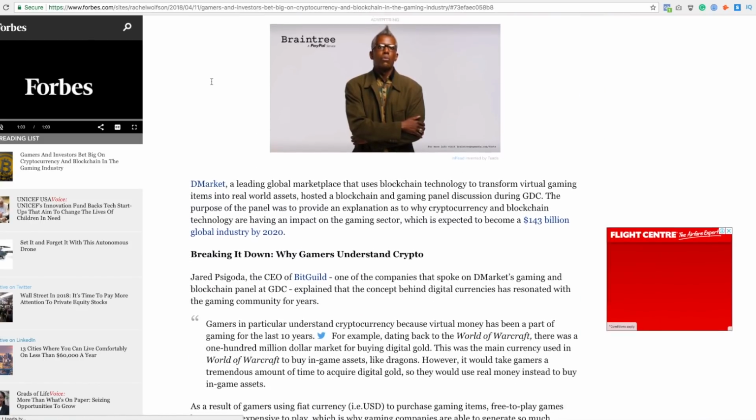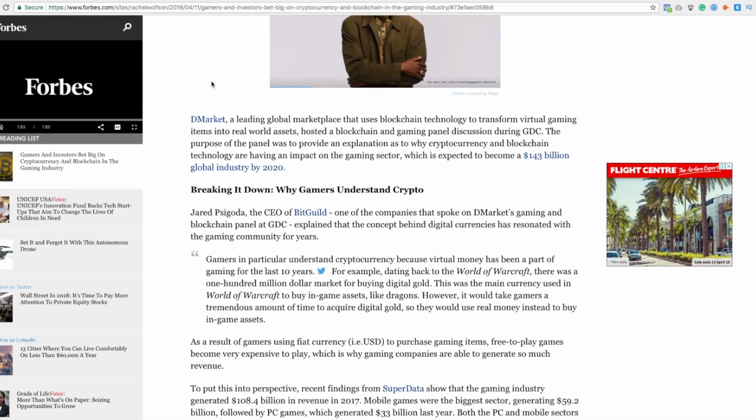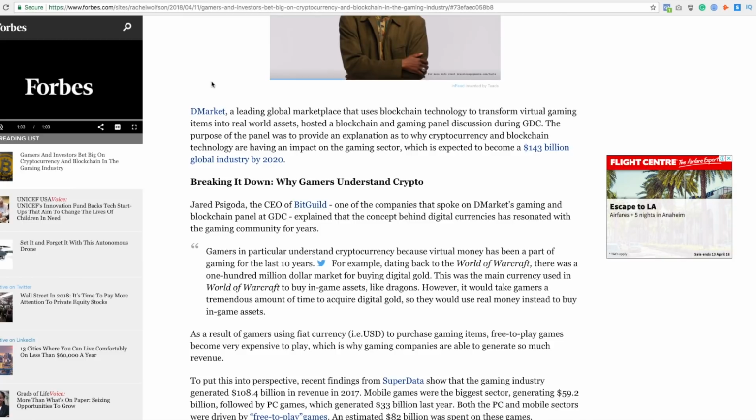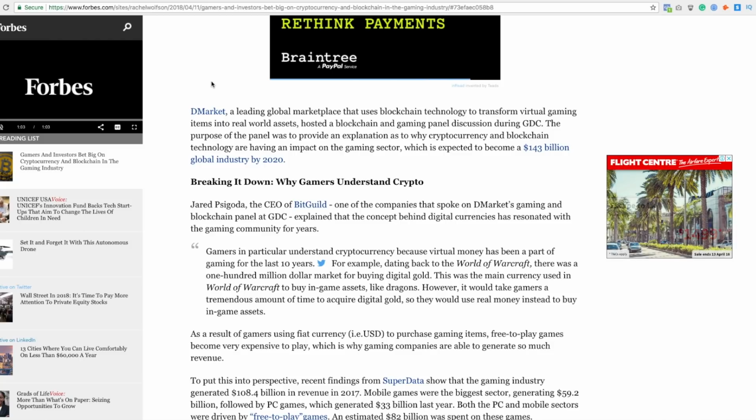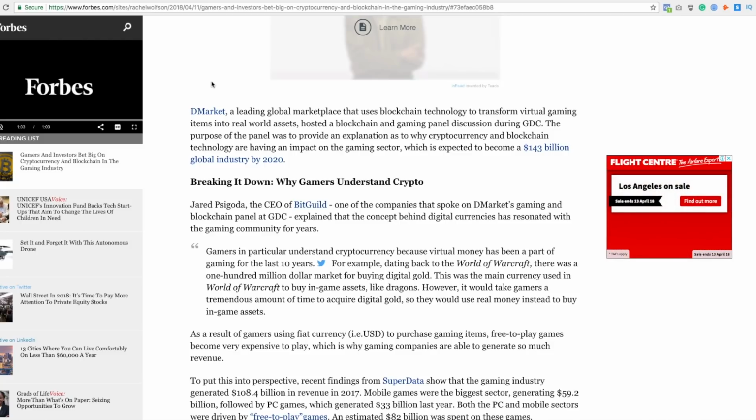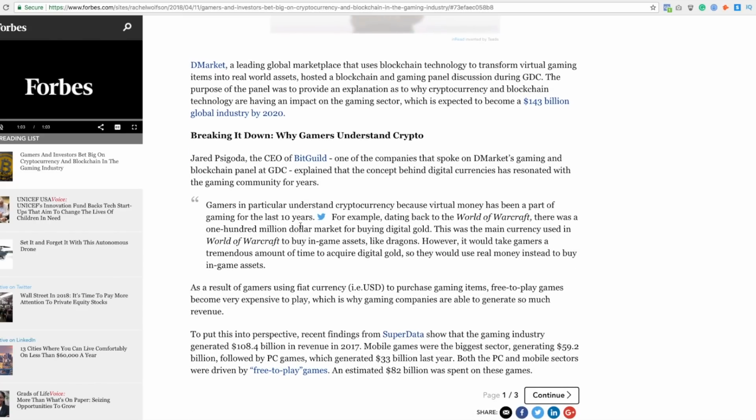So gamers and investors bet big on cryptocurrency and blockchain in the gaming industry. And if you guys want to know why exactly this trend is so big right now, it's because gamers actually understand cryptocurrency. So they weren't like us, we had to actually physically learn what cryptocurrency was. Gamers were actually brought up with the idea of cryptocurrency in an inherited way. So let's talk about this. As you can see by this tweet, it says gamers in particular understand cryptocurrency because virtual money has always been a part of gaming for the last 10 years.